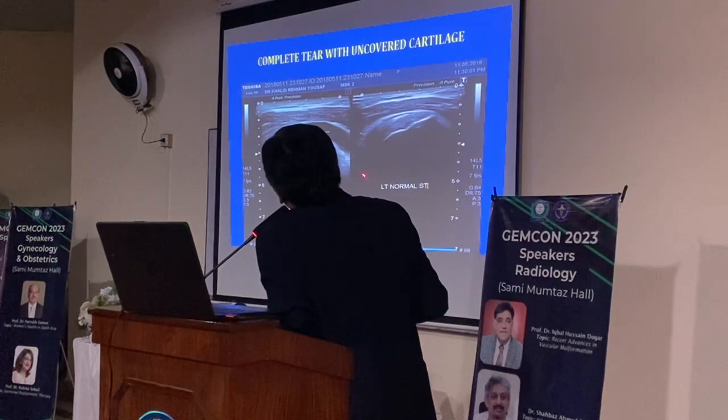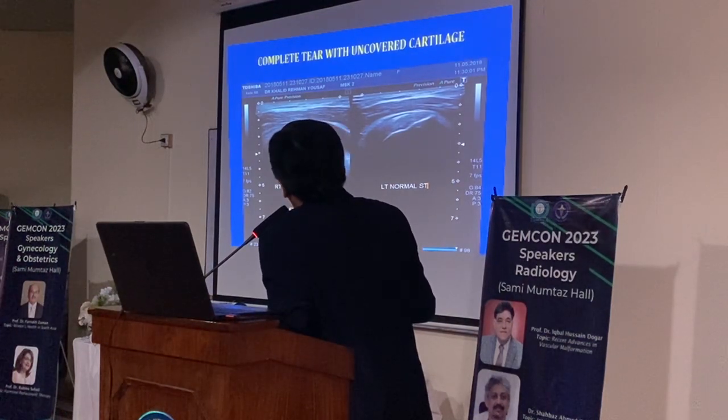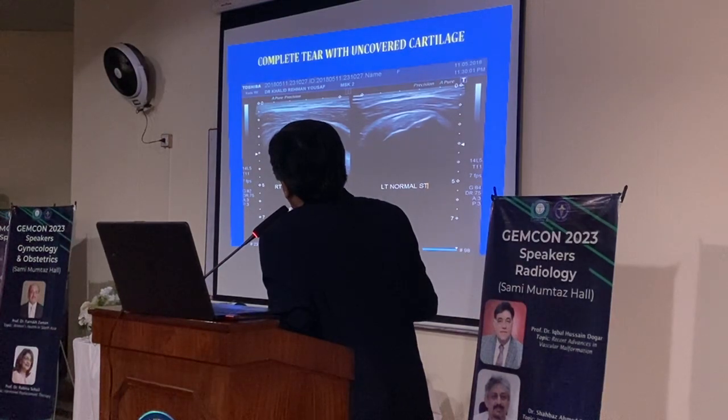This one is the pathological side, and the normal side for comparison, the left side, is normal. We see the bone here, bone here, everything is fine and normal, cartilage and fibers. But on the other side we don't see the tendon, which is totally replaced by fluid, and the deltoid has sagged down. That's a complete tear with retraction. So this is the case of a complete tear of the supraspinatus tendon.